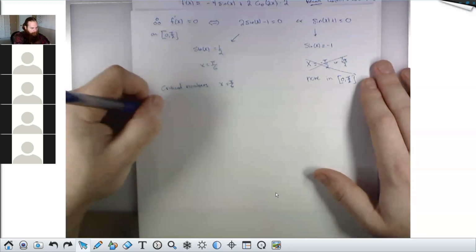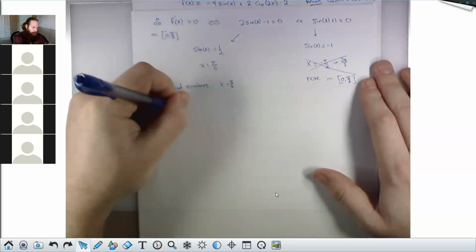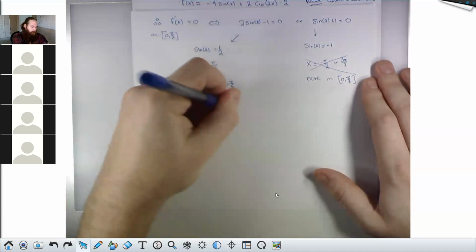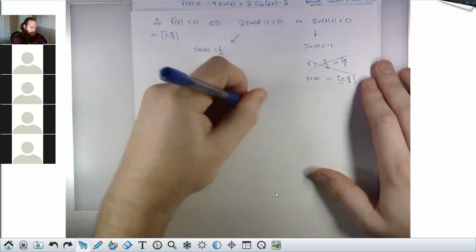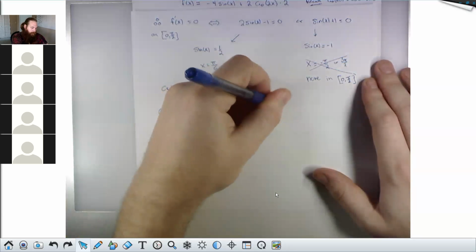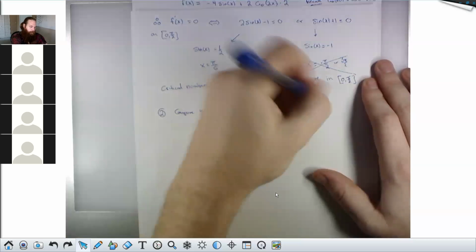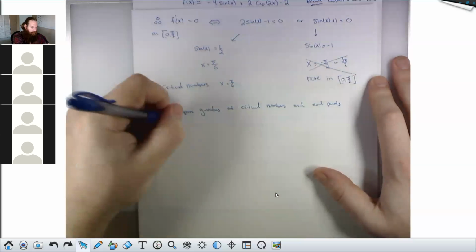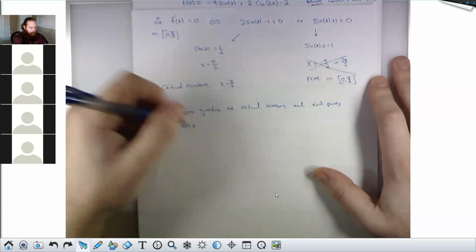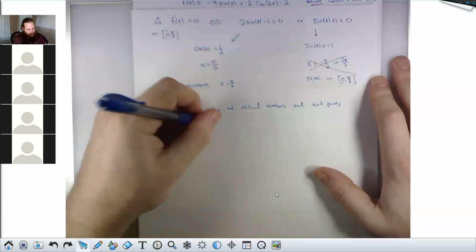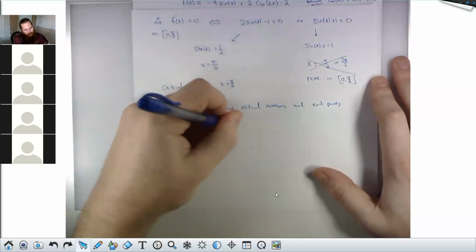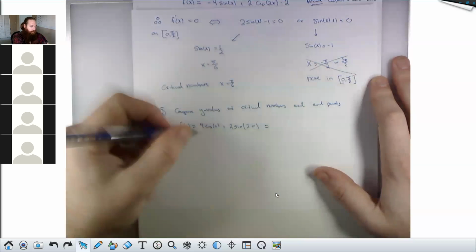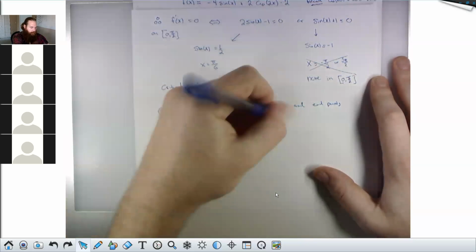So my next step is to compare the y values at the critical numbers and endpoints. So f of 0, 0 is my left endpoint. That's 4 times the cos of 0 plus 2 times the sine of 2 times 0. Cos of 0 is 1, sine of 0 is 0, so this is 4.